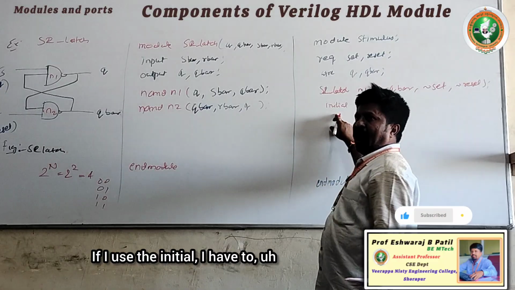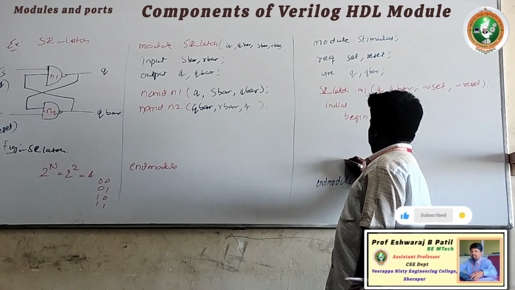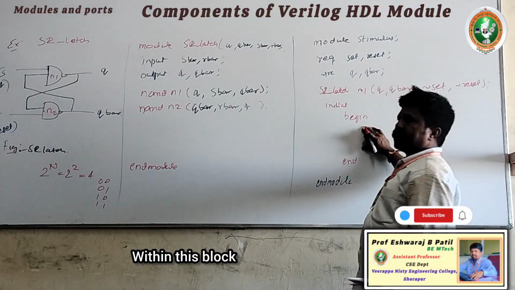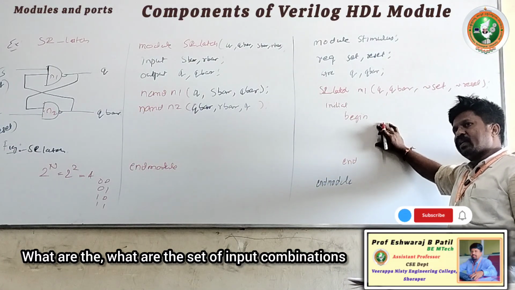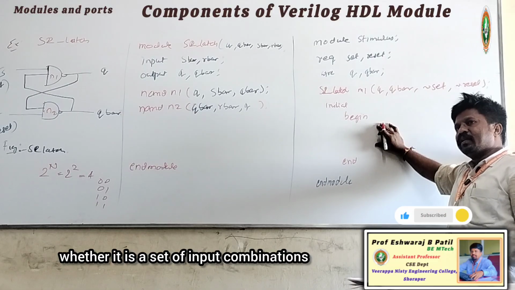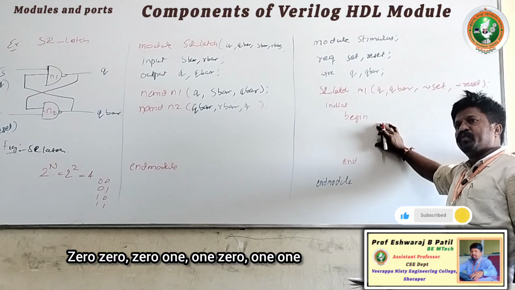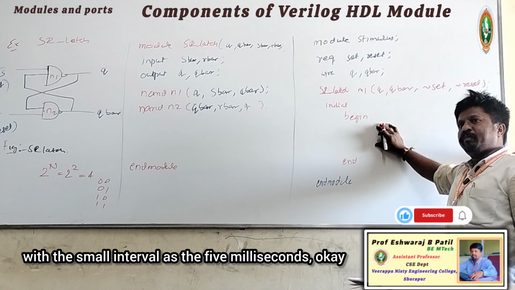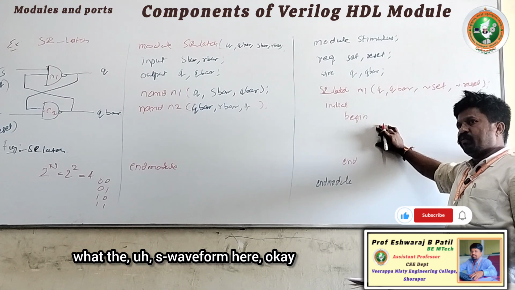If I use initial, I always have to start with begin and end also. Within this block, I am sending the set of inputs here. What are the input combinations? 0 0, 0 1, 1 0, 1 1, with a small interval of 5 milliseconds, for generation of the waveform here.